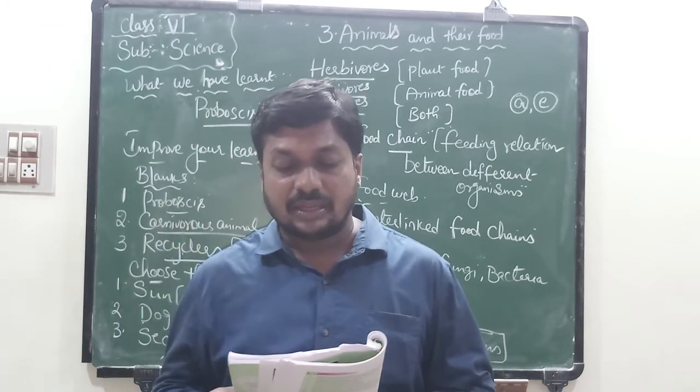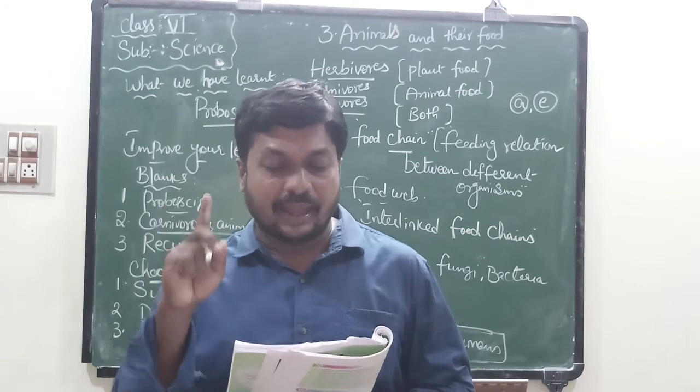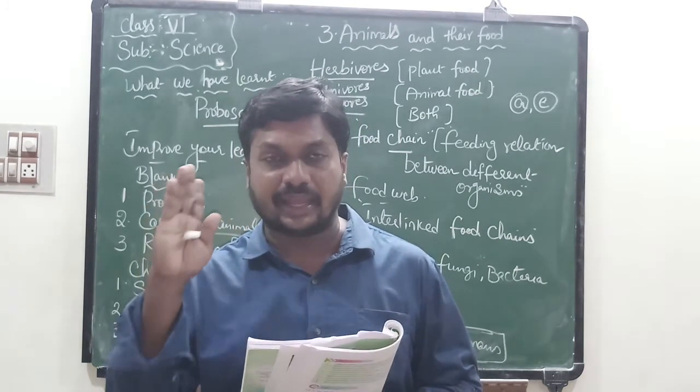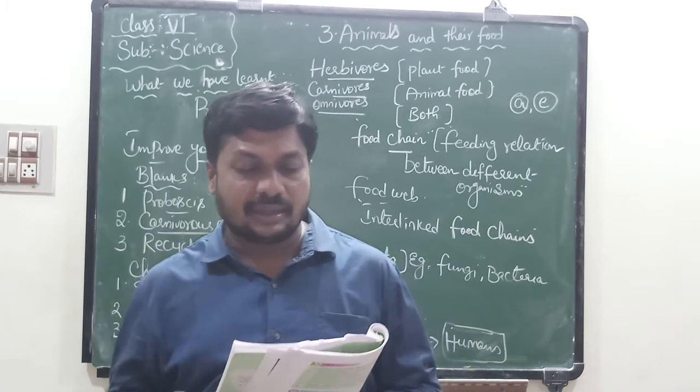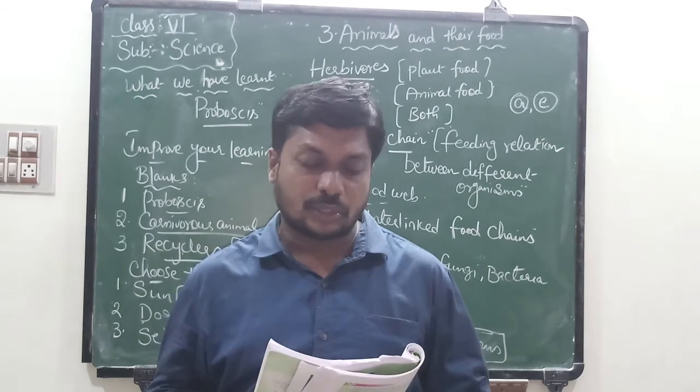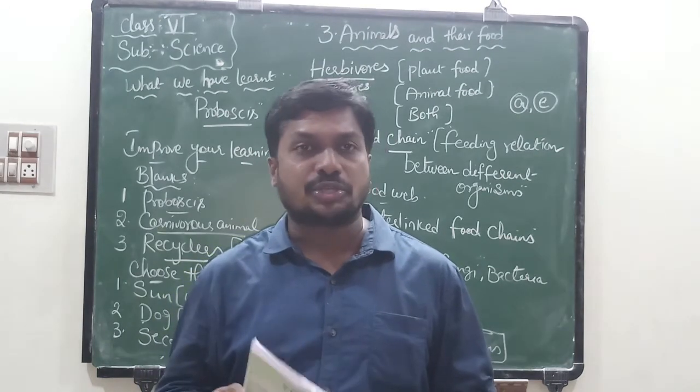The first sequence is carrot, rabbit, snake, eagle. And the second sequence is algae, insect, fish, human. So up to here, sixth question is completed.